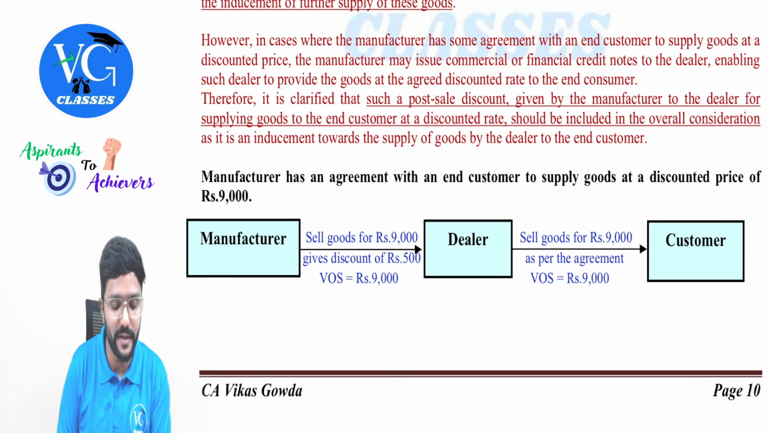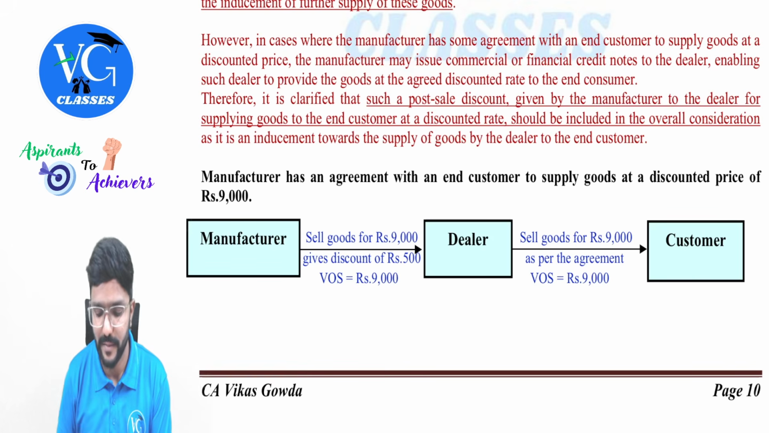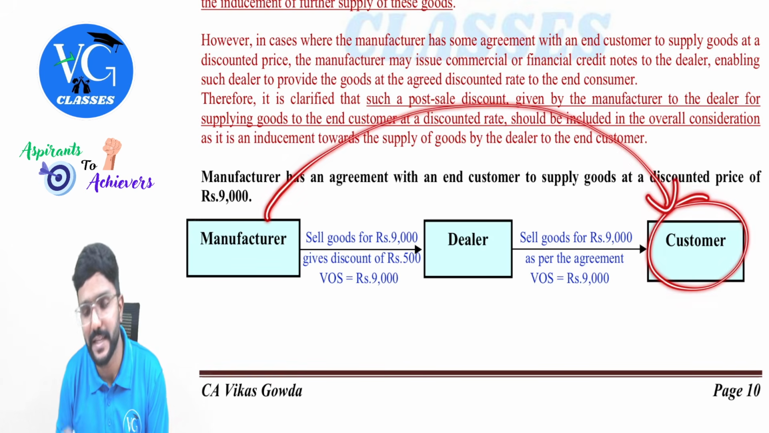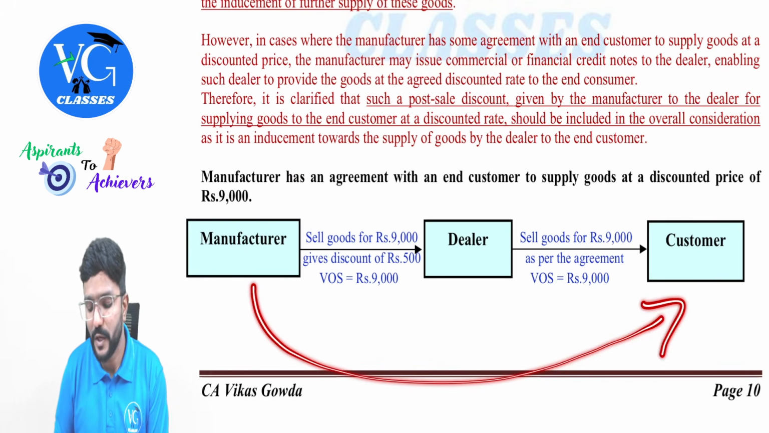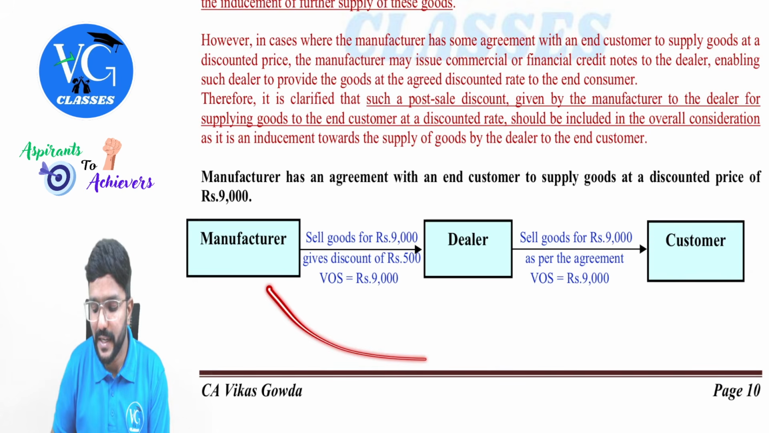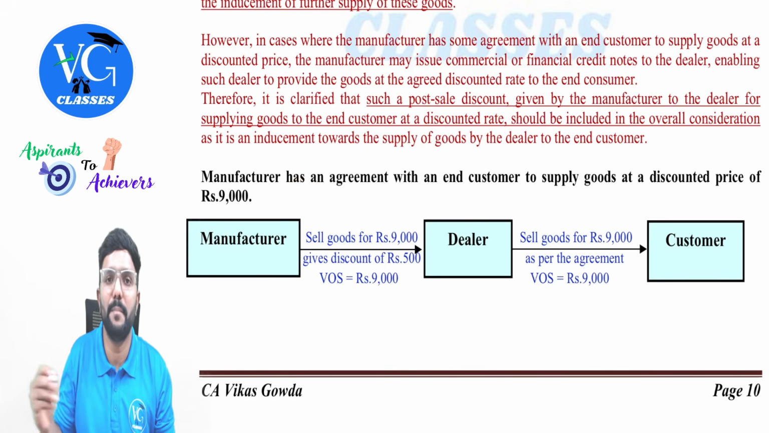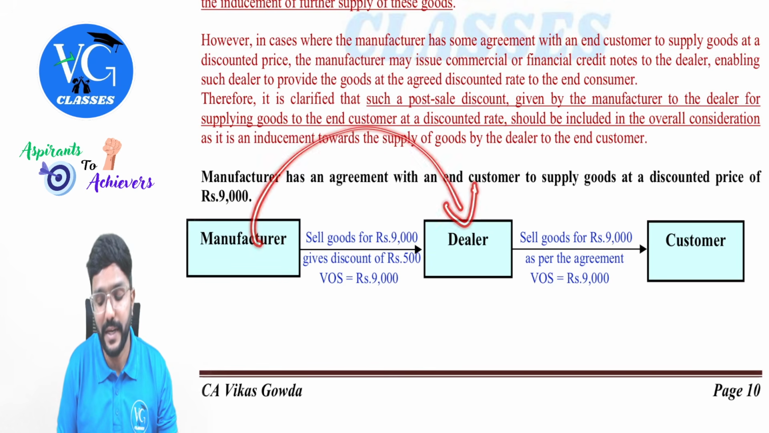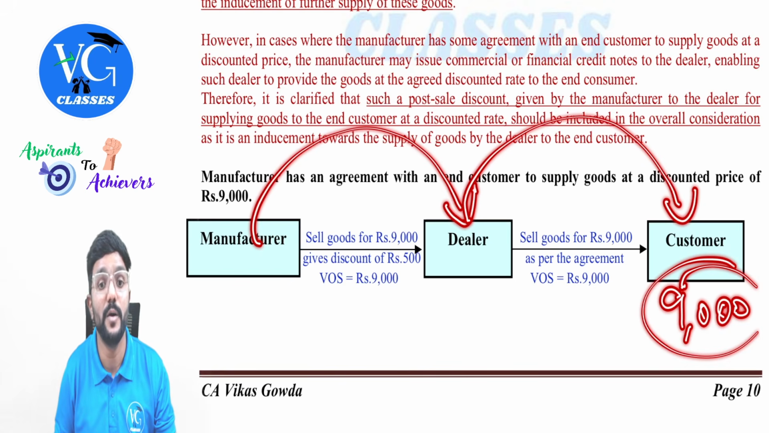What are they trying to tell here? I have given an example. Please pay attention. The manufacturer has an agreement with an end customer to supply goods at a discounted price of rupees 9,000. But they are not directly selling it to the customer. The manufacturer is somewhere in the USA or UK, so they cannot come and sell the goods here to the customer. So what they did is they will sell it to the dealer, and the dealer has to sell to the customer for how much? 9,000. And this 9,000 is a promise made by whom? The manufacturer to the customer.